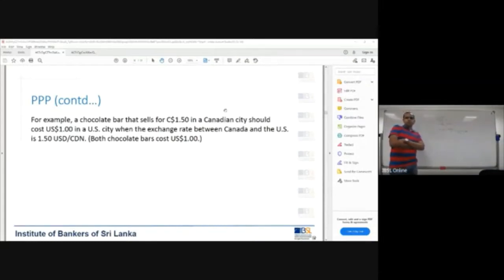When the exchange rate between Canada and US is 150. Right. So in Canadian dollars, it is 150. In US dollars, it is 1. So the US dollar to Canadian dollar exchange rate would be 150 divided by 1, so 150. Now remember, it is the mango rupee example. This means $1 is equal to 150 Canadian dollars.